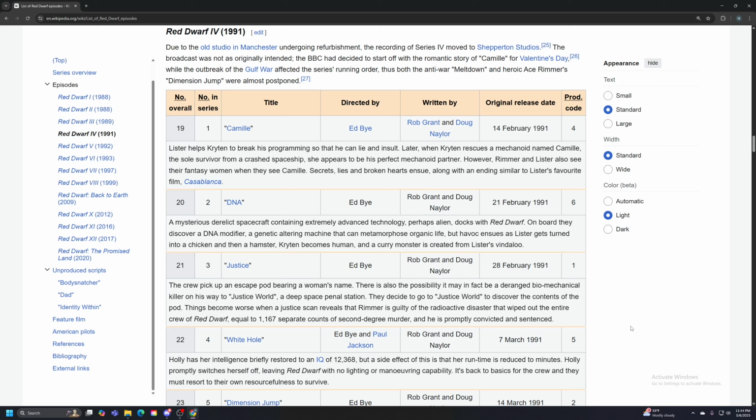Episode 3 is Justice. The crew pick up an escape pod bearing a woman's name. There's also the possibility it may in fact be a deranged biomechanical killer on its way to Justice World, a deep space penal station. They decide to go to Justice World to discover the contents of the pod. Things become worse when a justice scan reveals that Rimmer is guilty of the radioactive disaster that wiped out the entire crew of Red Dwarf, equal to 1,167 counts of second-degree murder, and he is promptly convicted and sentenced.